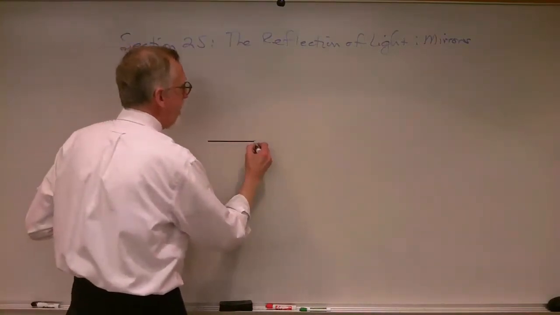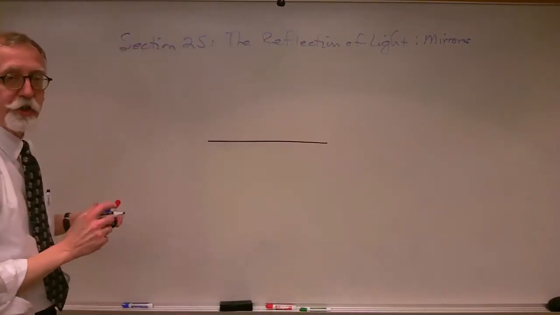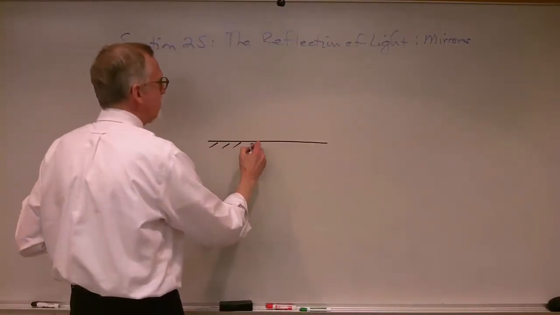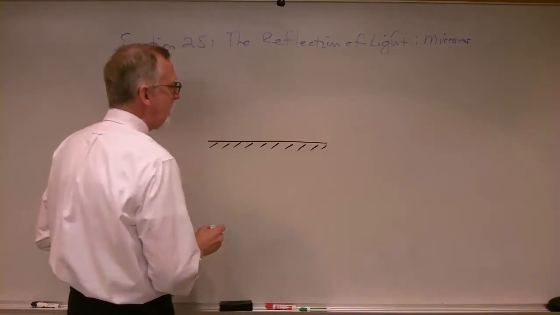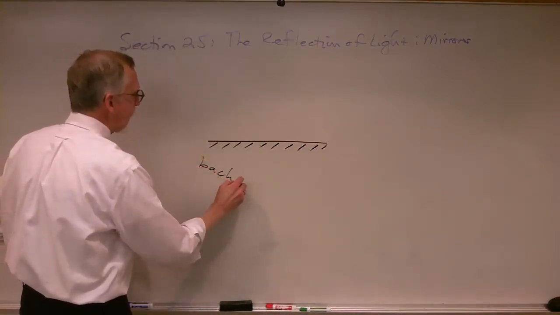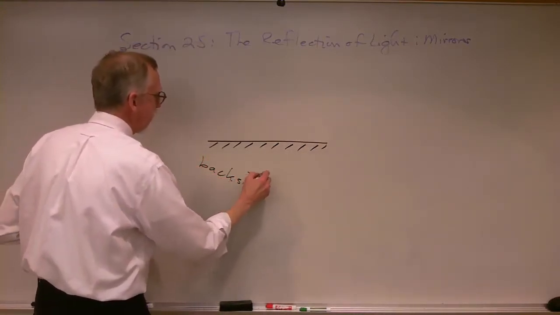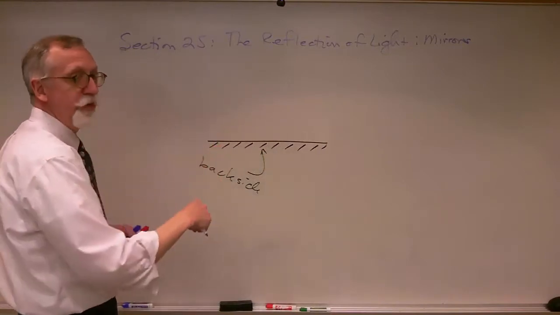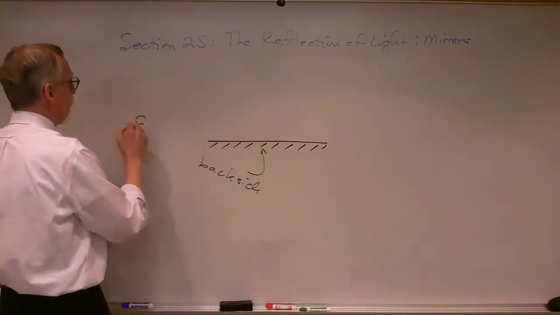I'm going to draw mirrors with a surface, and then I'm going to put some hatch marks on one side. This is to indicate the backside of the mirror, while the side without the hatch marks is the reflective side.